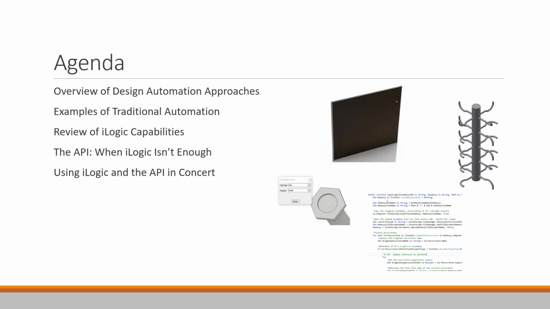We'll take a look at some examples of what I would call traditional design automation. We'll take a dive into iLogic and some of its capabilities, and then discuss where iLogic reaches its limits and where you might need to start employing direct use of the Inventor API. And then we'll finish up with a pre-made example of a solution that uses both iLogic and an add-in using the API together for a complete design automation solution. So again, any questions you might have as we go, please feel free to type them into the question pane.